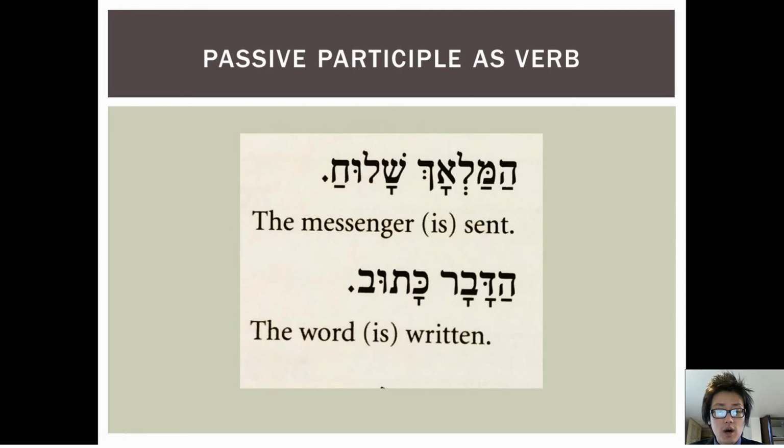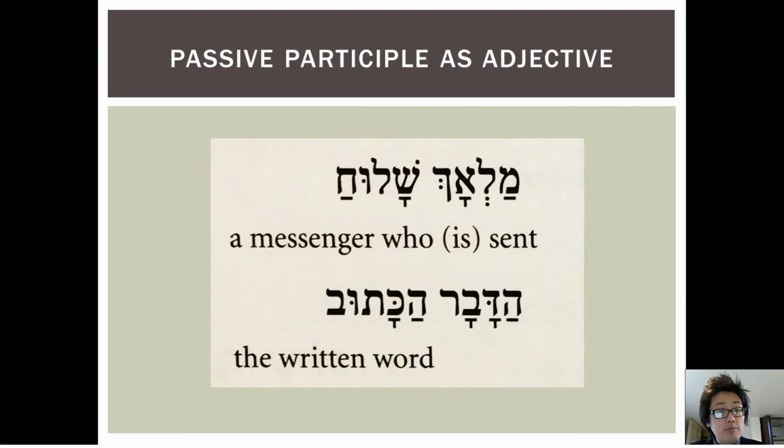Hamalach shaluach. The messenger is sent. Let's look at the second word. Hadavar katuv. So here again, the word is written. Katuv. So it wouldn't be the word "writes." That would, first of all, be a weird sentence, but just technically it's not the word "writes," it is "written." Something is happening to the subject of this participle. In this case, hadavar, or above, hamalach.